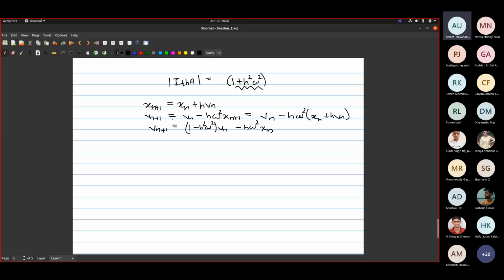Now if we look at the matrix that will be formed here: 1, minus h omega squared, and minus h omega squared, 1 minus h squared omega squared. One second, I'm making some mistake here.